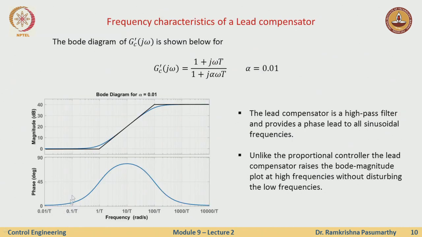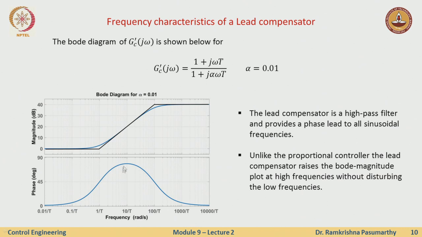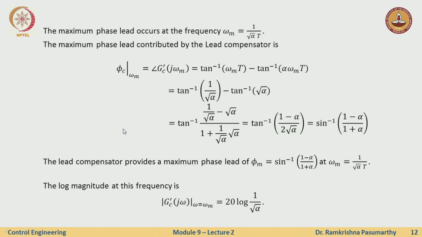So, I see this is one cutoff frequency at 1 over T and this is a cutoff frequency of 1 over alpha T, then this is just the geometric mean of both of them, right. So, the frequency at which the maximum peak occurs is a geometric mean of these two cutoff frequencies. Okay. And then we conclude that the maximum phase lead occurs at this particular frequency.